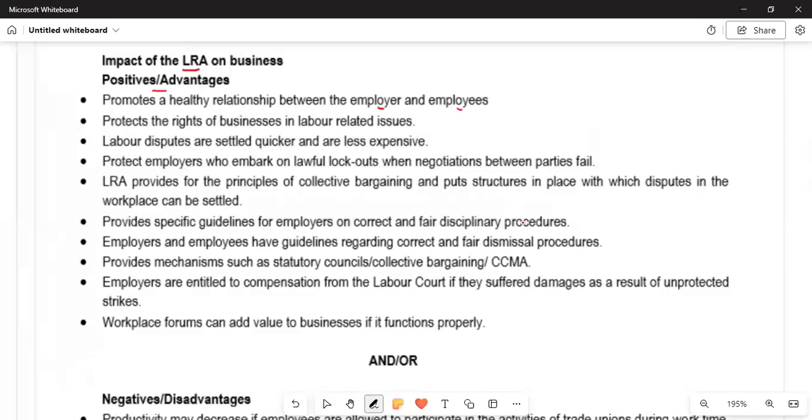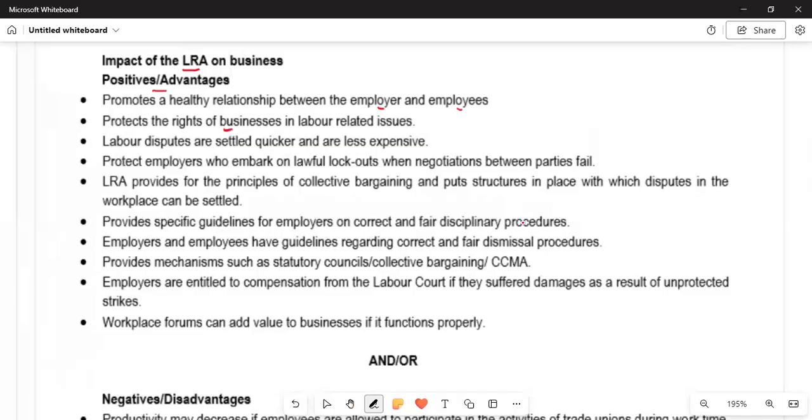Indeed, we can see that it promotes a healthy relationship amongst the two, and also has a positive impact on the productivity of the entity, whereby it protects the rights of the business in labor-related issues. Sometimes there are conflicts which can arise between the employer and employees, but we are given privileges to lodge grievances between the two, which can be taken into articulation. And then we are saying that these rights must be exercised without failure.